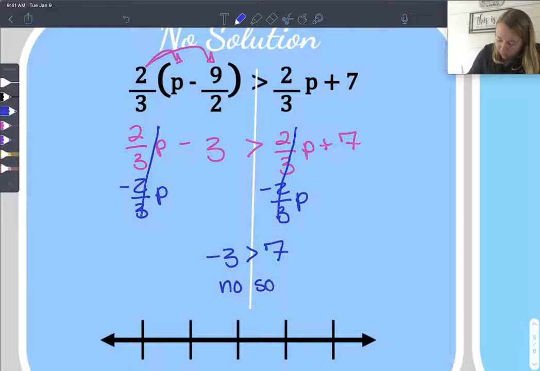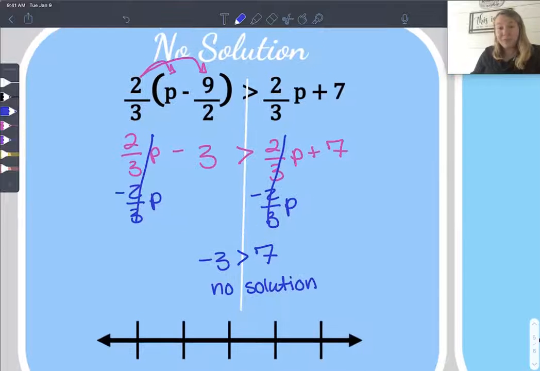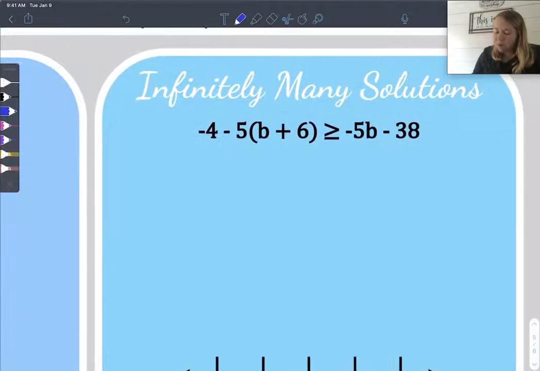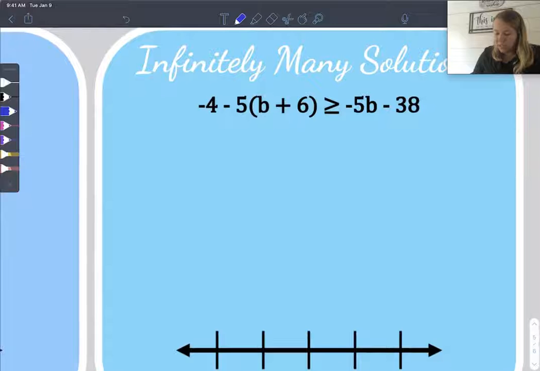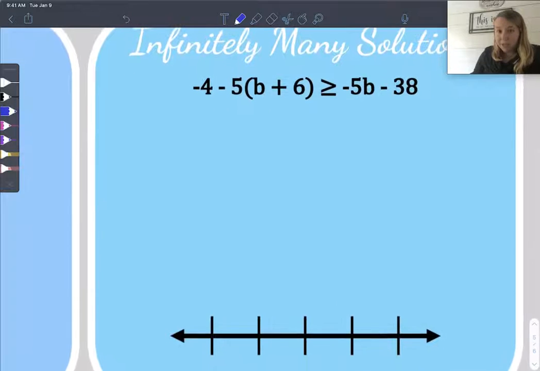And what's great with a no solution is we don't have to graph anything. So you would leave your graph blank because we can't graph this. It's physically impossible. And there we go for that one. Then for the second one, we have infinitely many solutions as an example. So let's see what happens when we solve this.